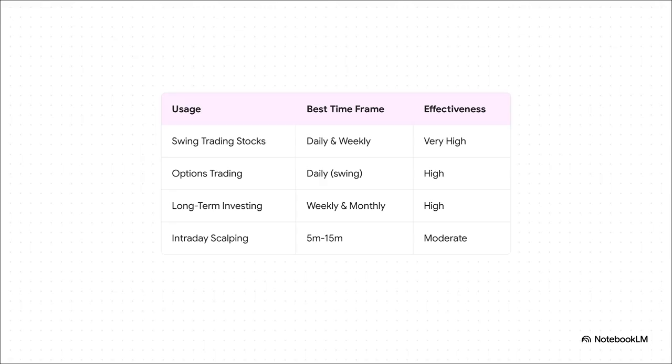Well, it's an absolute beast for swing trading stocks on daily and weekly charts. The signals are just clearer with less noise. It's also fantastic for options traders who need a strong directional bias and for long-term investors looking to ride major trends. Where is it not so great? For really fast intraday scalping, the signals can get pretty choppy on those lower time frames.